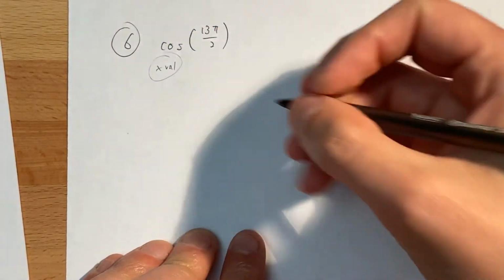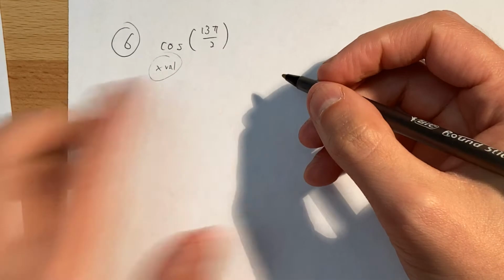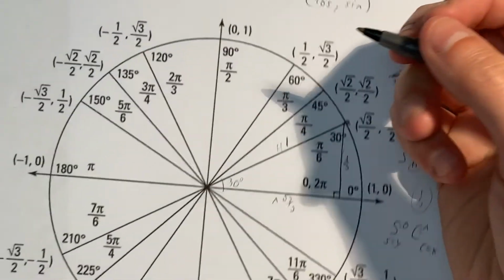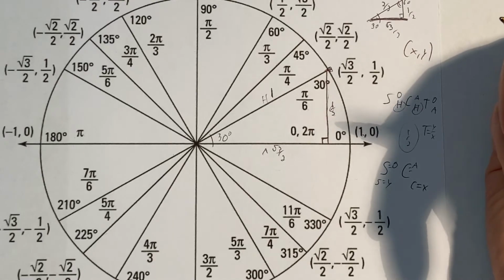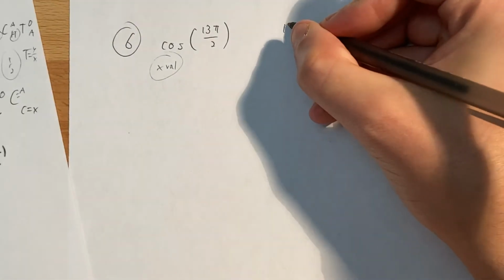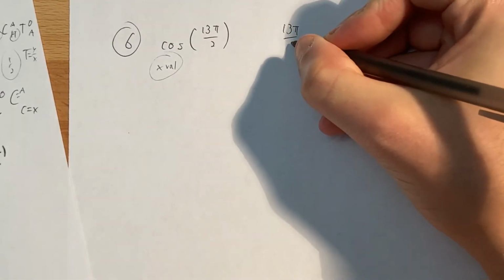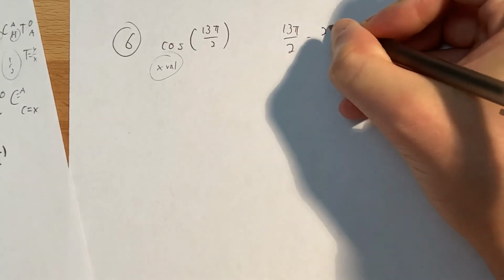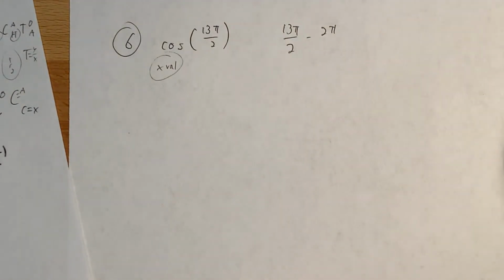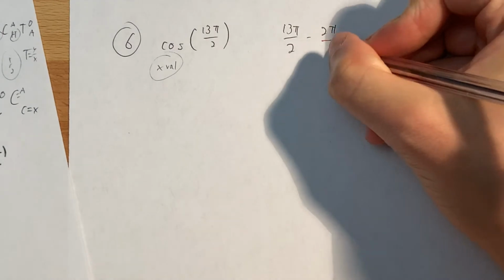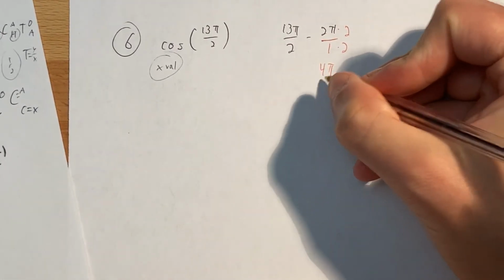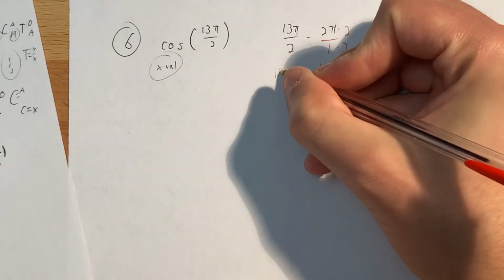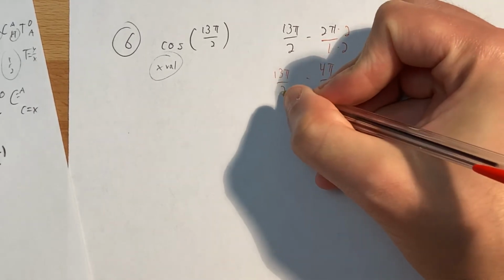I'll just write myself a note because I feel like it. 13 pi over 2. It's not on here. It's too big again. So I'm going to have to subtract 2 pi. But once again, this is over 1, so you have to multiply it by 2. So really it's 4 pi over 2. You subtract it from 13 pi over 2.